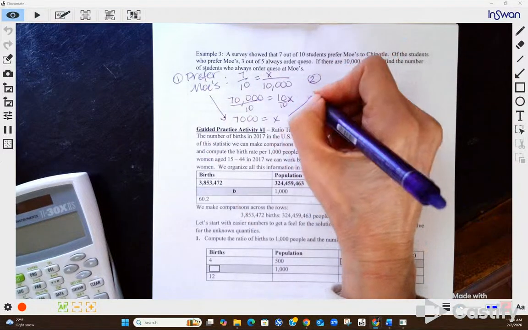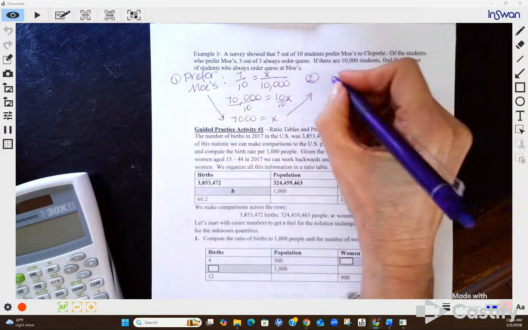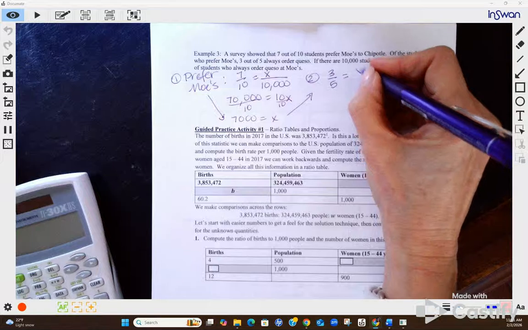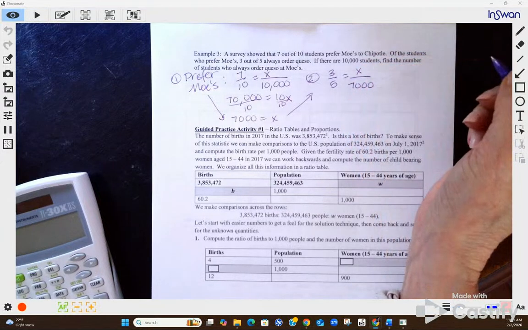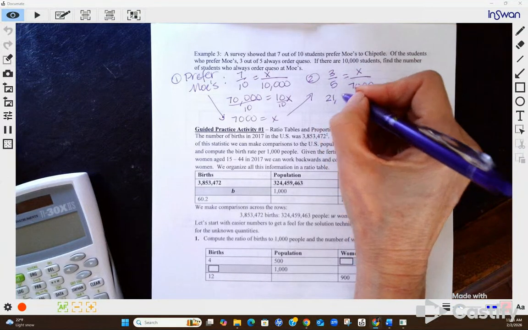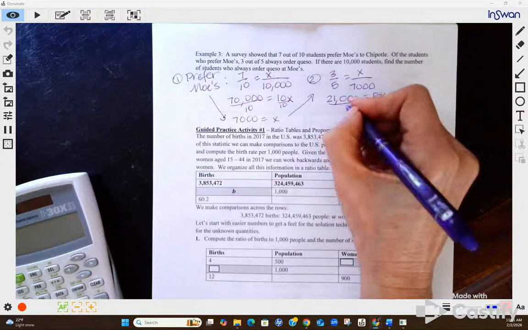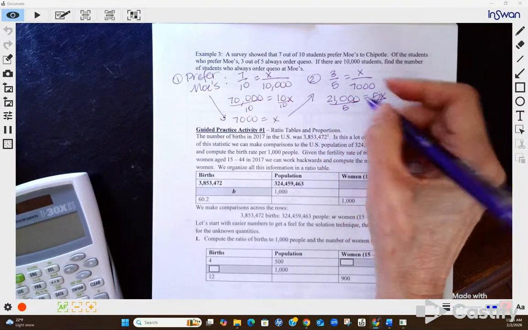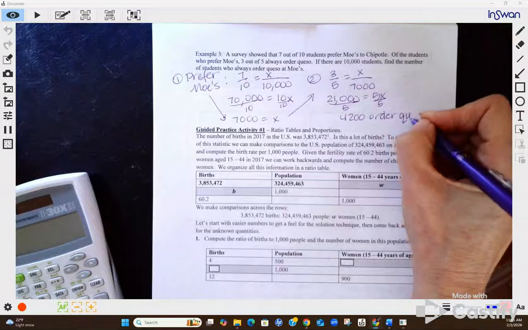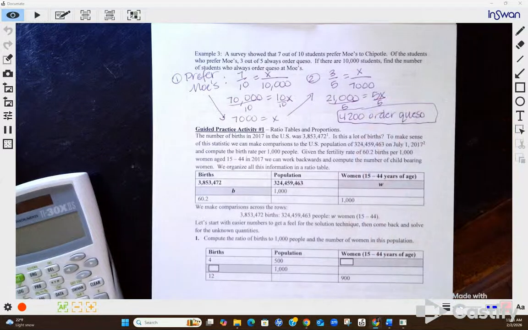Then step 2, we're going to take how many that prefer Moe's always order queso. So we've got the 3 out of 5 that always order queso, and we want to know how many that is out of the 7,000 that are going to choose Moe's to begin with. And we cross multiply, 3 times 7,000 is 21,000 equals x times 5, which is 5x. Divide by the number in front of x, and 21,000 divided by 5 is 4,200 students who order queso. And that's your final answer because that's what they actually asked you to find.